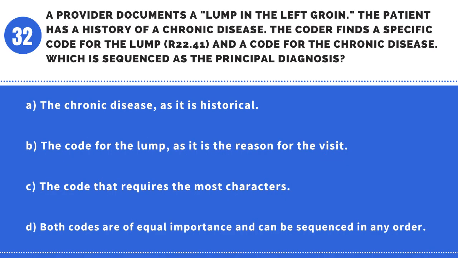Question 32. A provider documents a lump in the left groin. The patient has a history of a chronic disease. The coder finds a specific code for the lump, R22.41, and a code for the chronic disease, which is sequenced as the principal diagnosis? A. The chronic disease, as it is historical. B. The code for the lump, as it is the reason for the visit. C. The code that requires the most characters. D. Both codes are of equal importance and can be sequenced in any order.